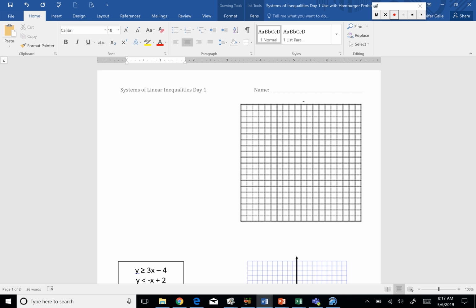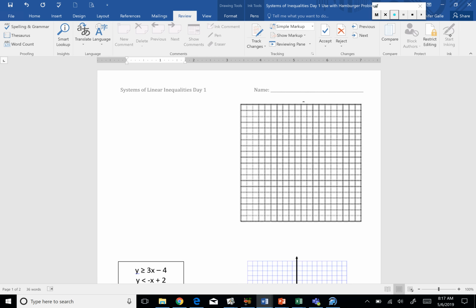And we want a graph. Now since this is an application, our variables mean things. Let's have our big burgers be on the x-axis.